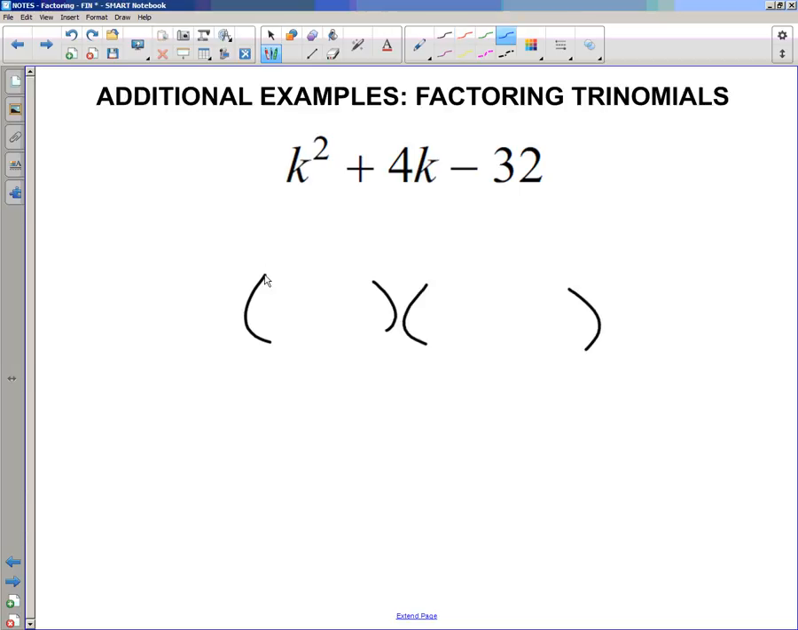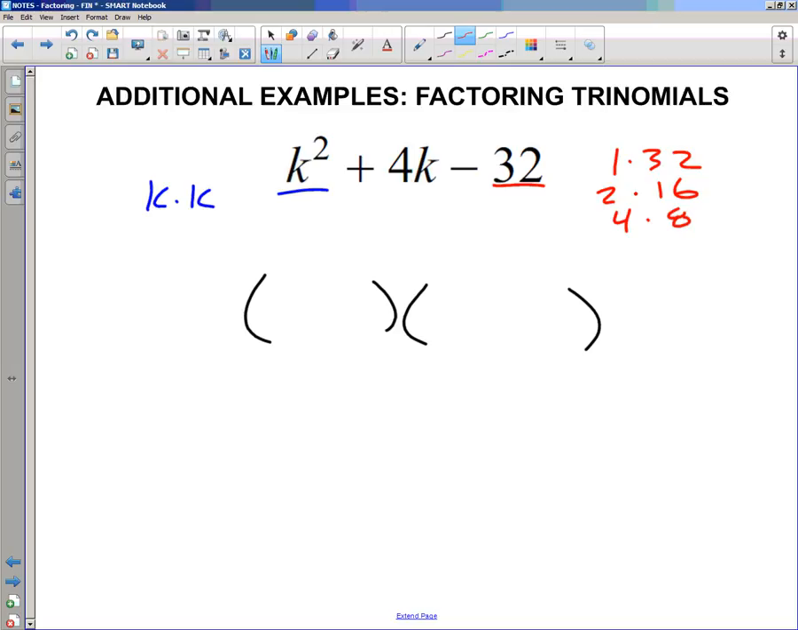So I'm going to start by looking at my first term here, which is k squared. I'm going to write down all the different things that I can multiply together to get k squared. And I can pretty much guarantee it's going to be k and k. Now this 32 over here, I've got some options. We can get 32 from multiplying 1 times 32, or 2 times 16. 3 is not going to work. Let's see, 4 times 8 will get us 32. 5, no, 6, no. So those are our 3 options here.